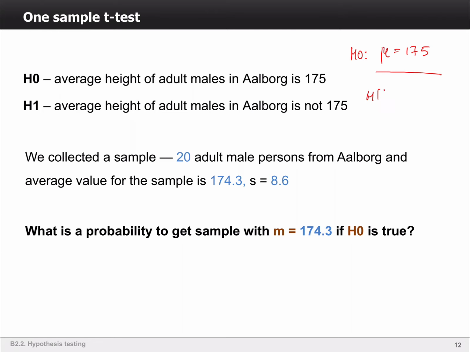And then we have alternative hypothesis, which means that simply mu does not equal 175. Okay. Then the same example. We took a random sample, 20 adult male persons randomly selected from all others in Olberg, and then we got these statistics. How likely we can get this statistic, or even worse, we will discuss what even worse, if the null hypothesis is true. So let's see how to calculate it.